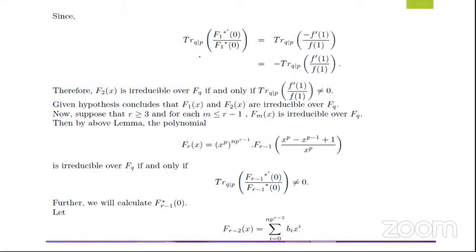Then this will be equal to trace of f dash 1 upon f of 1. Therefore, the polynomial f2x is irreducible if and only if trace of f dash 1 upon f of 1 is non-zero. This concludes that f1x and f2x are irreducible over Fq. Now we prove it for some number m, that fmx is irreducible over Fq, where m is less than or equal to r minus 1.